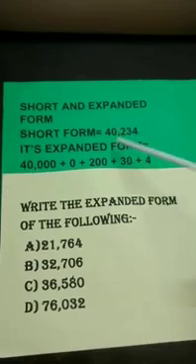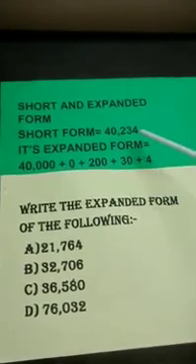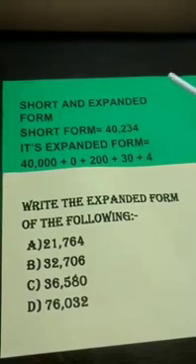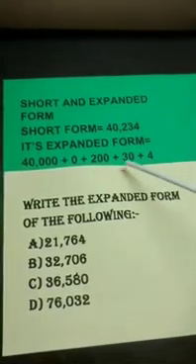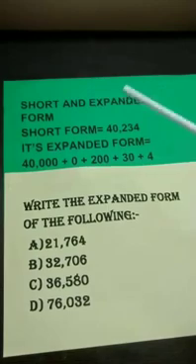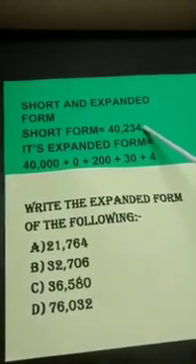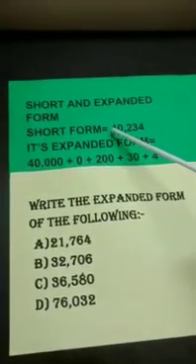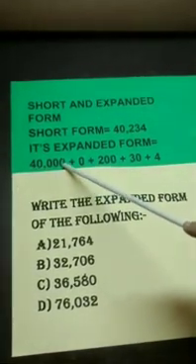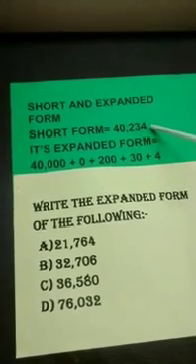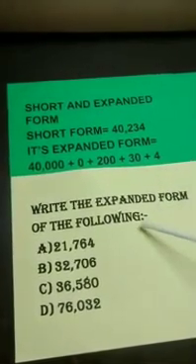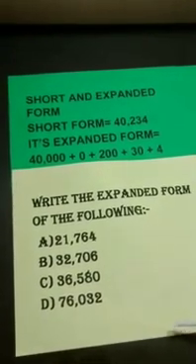Short and expanded form of a number. This is the short form of a number. This is the expanded form. To write the short form, we just write the number. But when we write in expanded form, we write the place value of each digit starting from left to right. So the place value of 4 in this number is 40,000. Then we are writing 0. Then the place value of 2 in this number is 200. The place value of 3 in this number is 30. And then 4 is 4. So write the expanded form of the following.